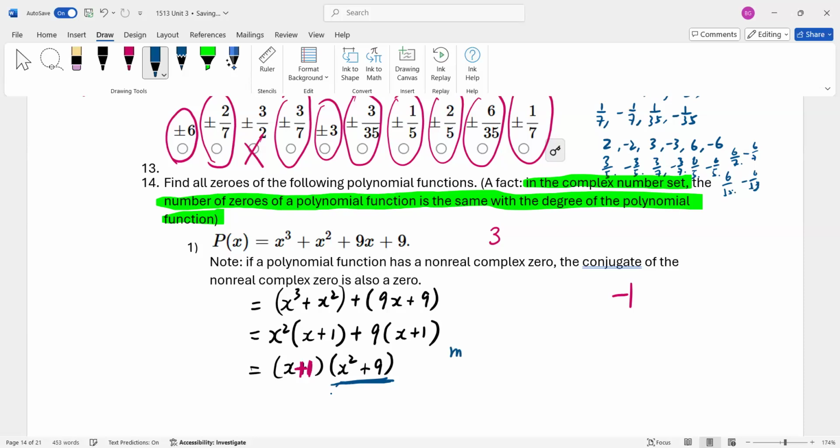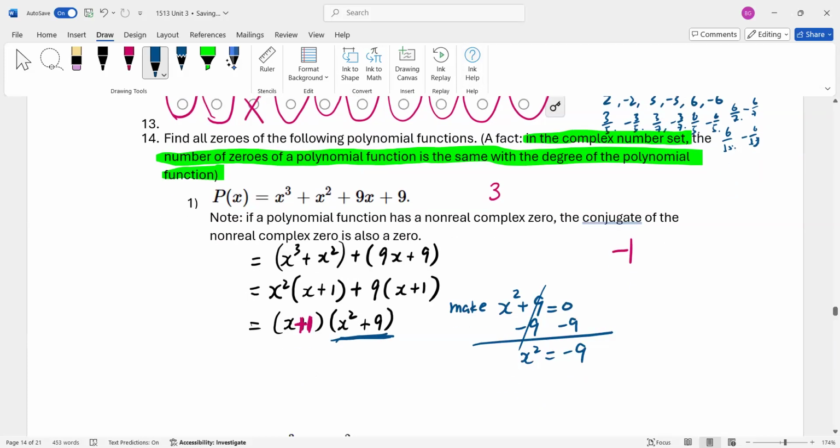If we make x squared plus 9 equals 0, and we isolate x squared on the left side, we have x squared equals -9. If we are finding the zeros in the real number set, we are done, because the polynomial function only has one real zero. But we are looking for all the 3 zeros in the complex number set. So we need to go further, okay?